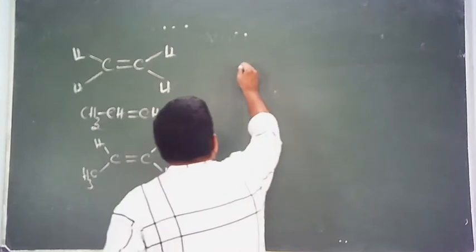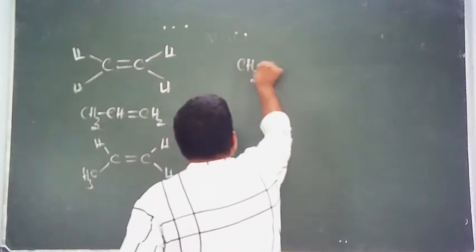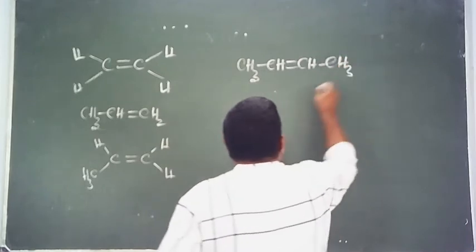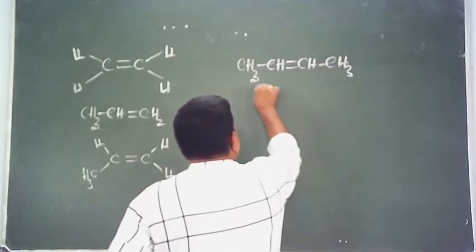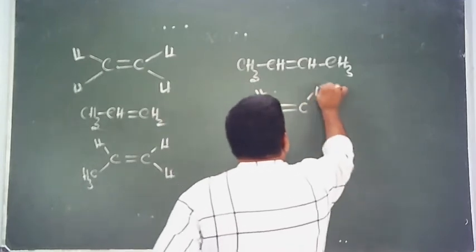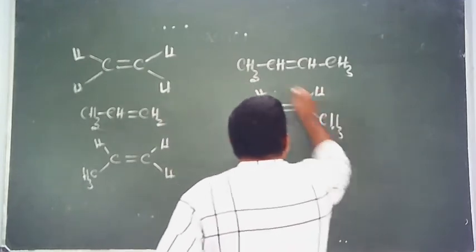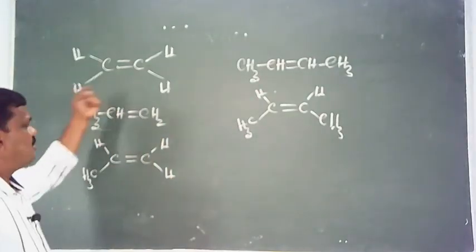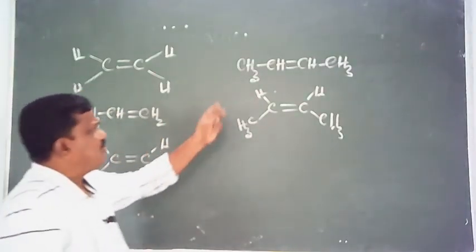Okay, let me give one more example. CH3CH=CHCH3. It could be written as CH with CH3 double bond CH with CH3. This is butene. This is our ethene. This is our propene. This is our butene.